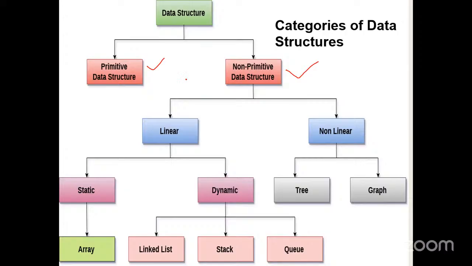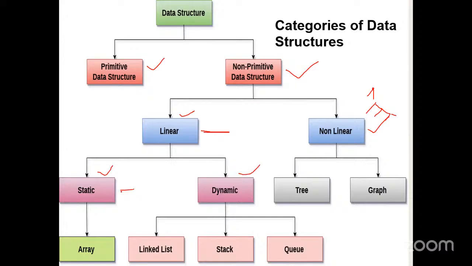Non-primitive data structures. And coming to here, again, we have two categories, linear data structure and non-linear data structures. So generally, we need to maintain the data in the linear form here. And in the non-linear, we may not maintain the data in the linear form. We may follow different methods, different structures. We'll cover later on. And coming to the linear data structure again, we have two categories, static linear and dynamic linear.